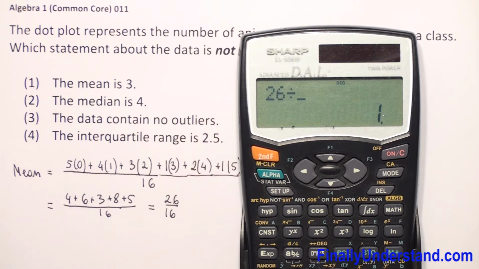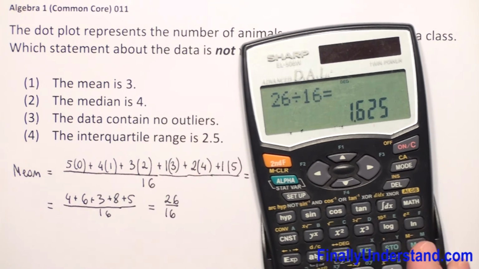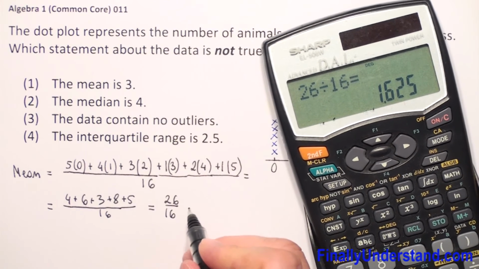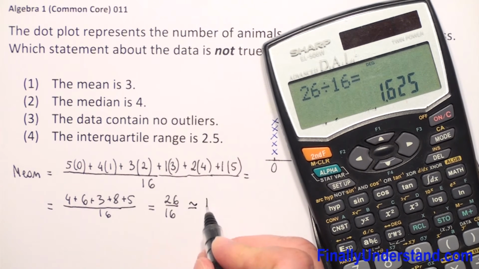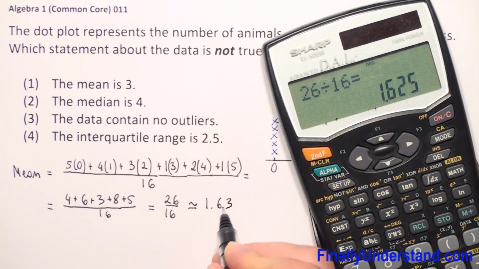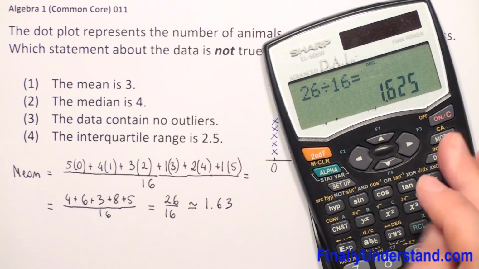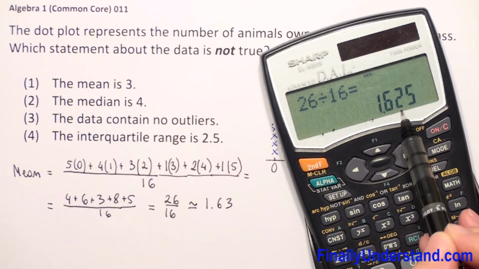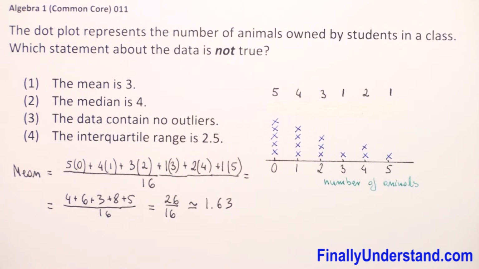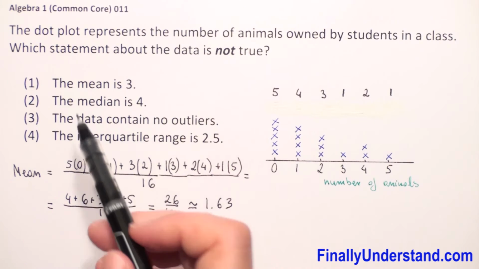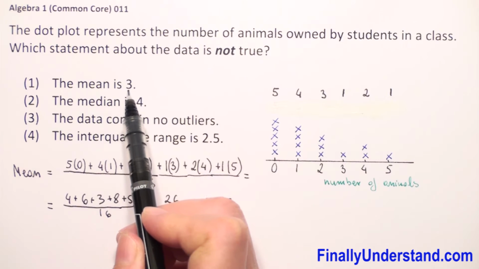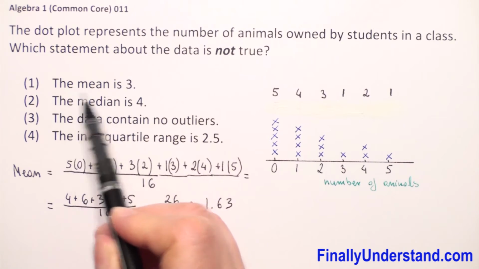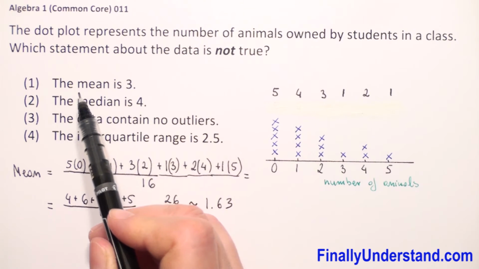26 divided by 16, so this is equal to 1.63 approximately. I rounded to the second digit after the decimal point because we have 5 after 2, so we have to add 1 to the 2. So we have that the mean is 1.63 approximately. So this is not 3. The first statement is not true.